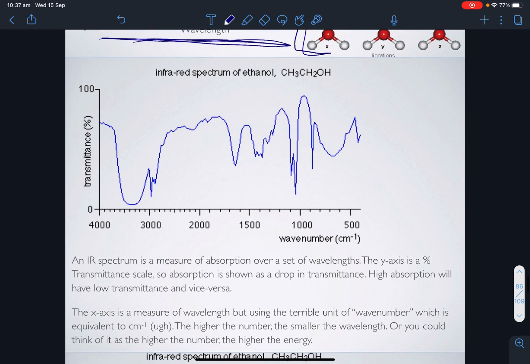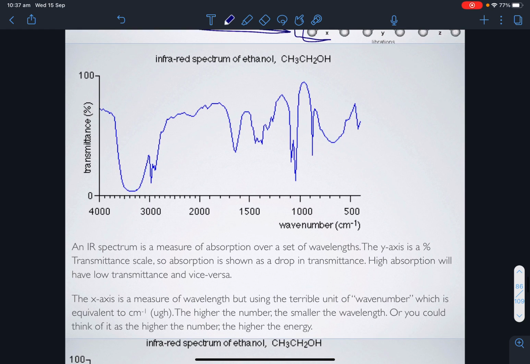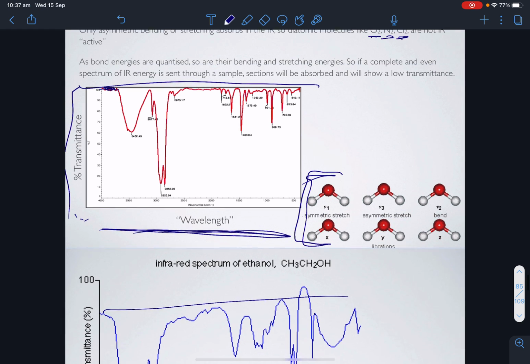So it's a measure of absorbance over certain wavelengths. The y-axis is a percentage transmittance, so it's usually nice and high. This one isn't. Look at that, this one up here is a better example.